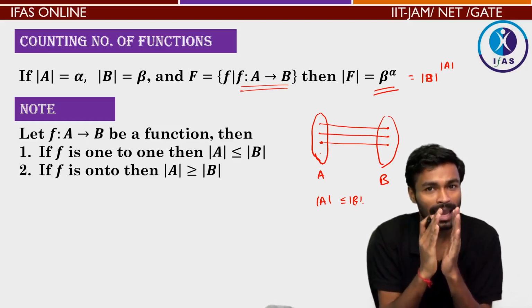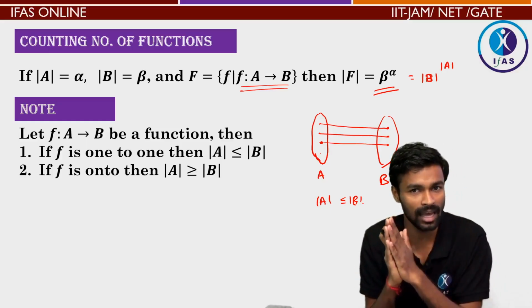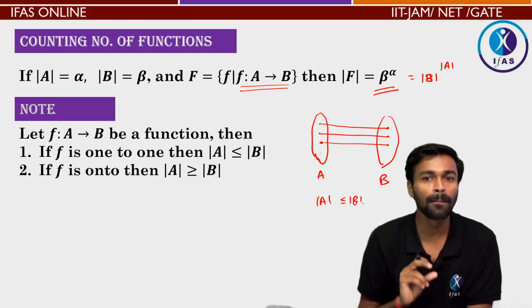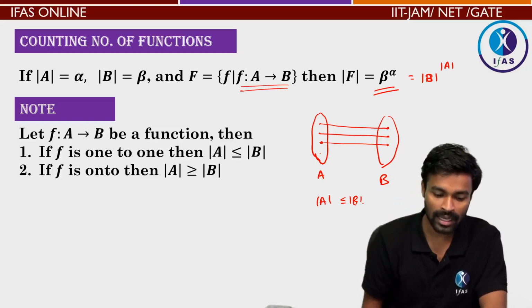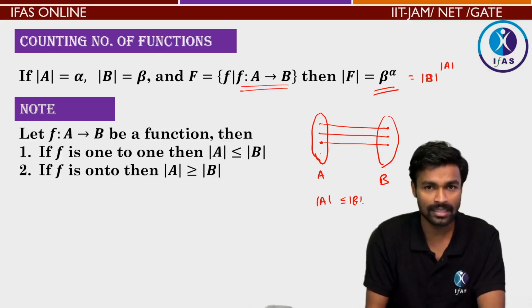So it may be A or greater than A. Cardinality of B may be cardinality of A or it is greater than. Okay, so this is when the function is 1-1. The next case is, f is onto, then cardinality of A is greater than or equal to cardinality of B.